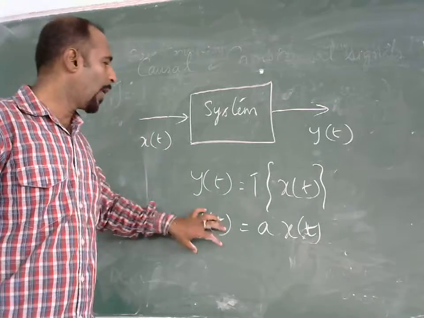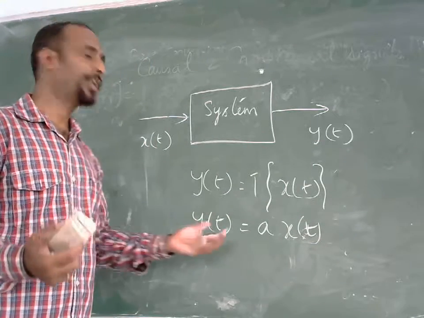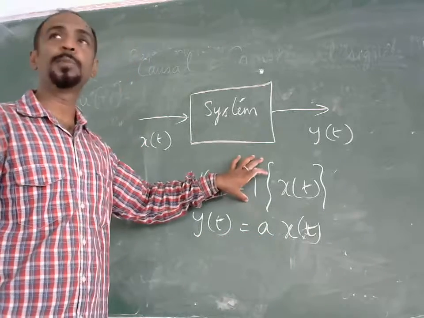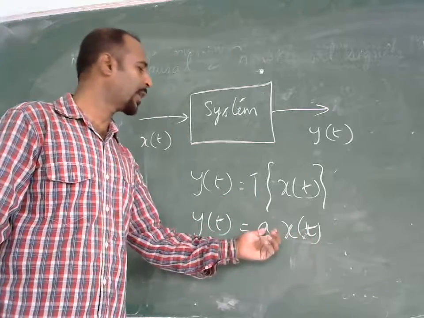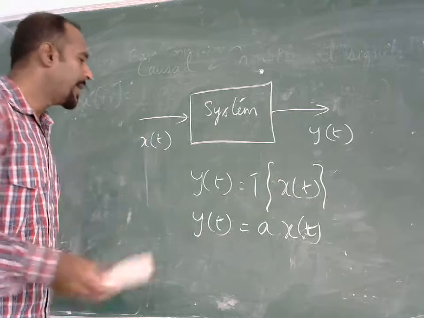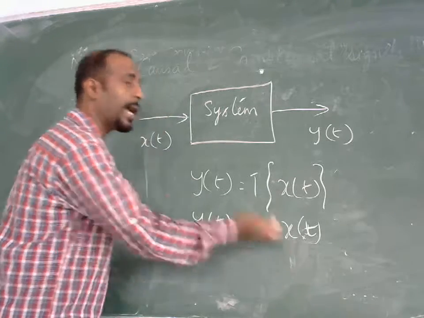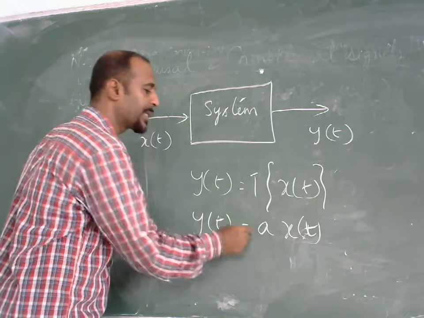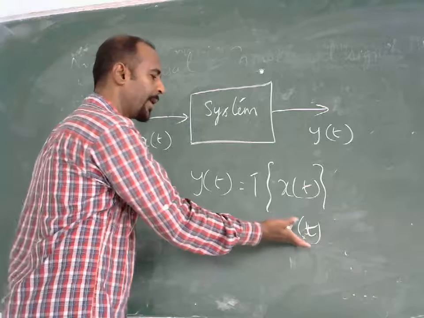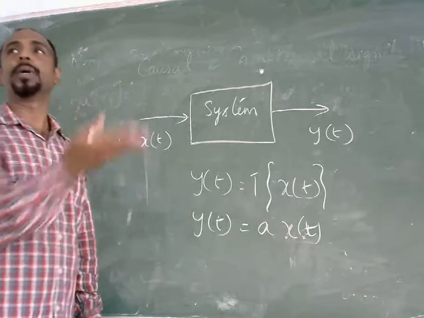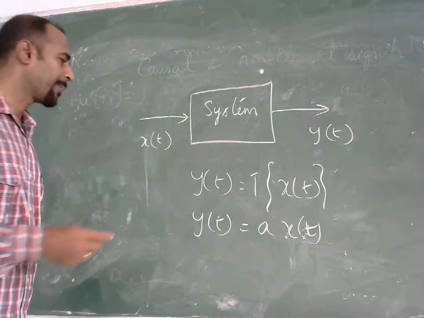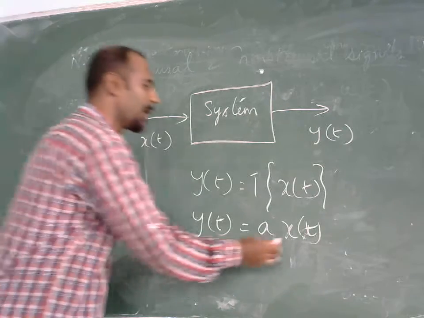We know x of t is the input, y of t is the output. What happened to x of t? It simply got multiplied by a constant called a. So what is the system doing? It is multiplying the input with a constant a and giving the output. That's all. Alright? This works like an amplifier. If a is greater than 1, it works as an amplifier. It is amplifying the signal a x of t, increasing the amplitude of the signal by some value. Amplifier or a multiplier.